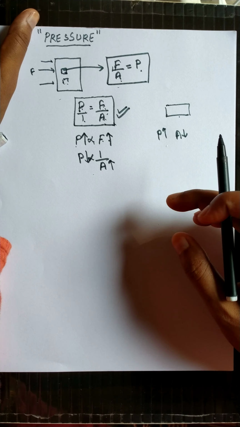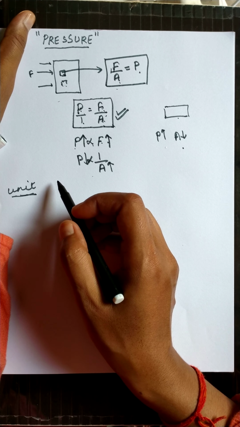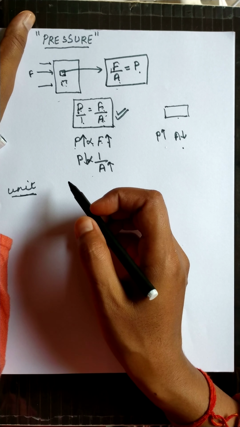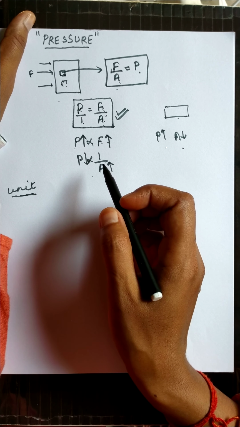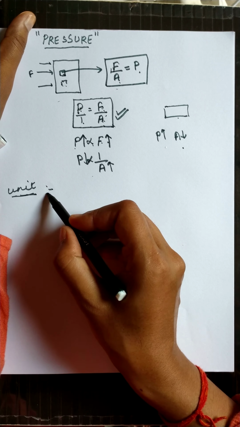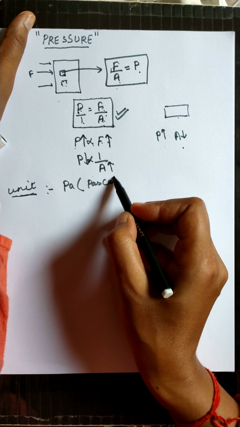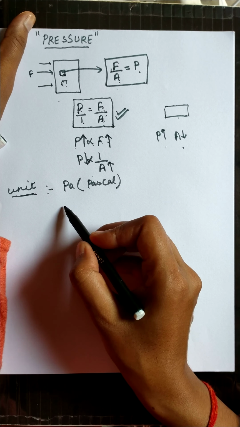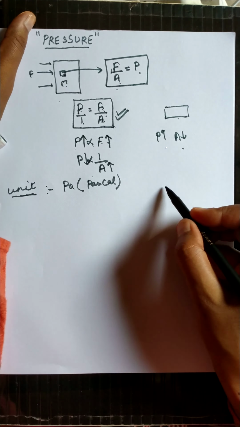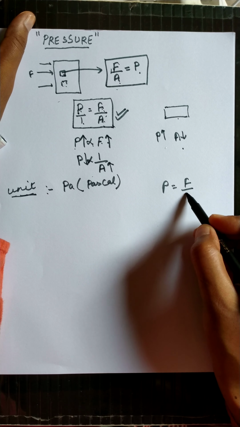Okay, so if the area is lesser, then the pressure felt will be more. Now students, let's discuss the unit of pressure. What is the unit of pressure? The SI unit: force is measured in Newton and area is measured in square meter. The SI unit of pressure is Pascal. It is Pascal, and also pressure is equal to force upon area.